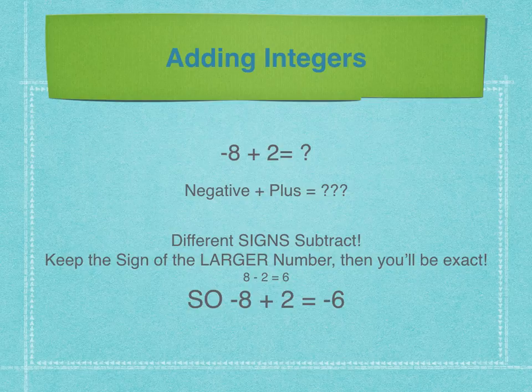So we're going to take the absolute value of -8 and 2 because our absolute value is just the distance from 0 on the number line. So when we subtract 8 minus 2, that will give us 6. We can determine that -8 plus 2 equals -6. We must keep the sign of the larger number's absolute value.